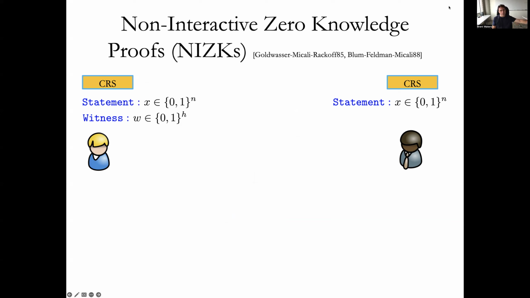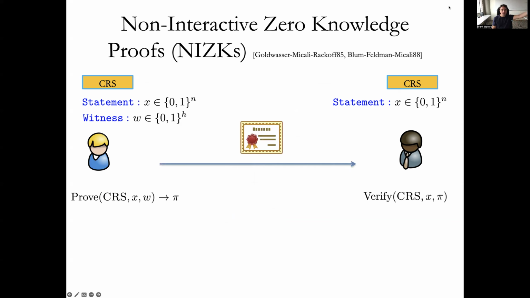And moreover, we want the prover to be able to convince the verifier of this in just one shot, where it runs the proof algorithm, produces a proof or certificate pi, and the verifier is able to verify and accept or reject this without any further interaction.